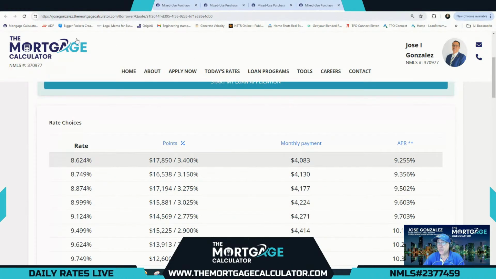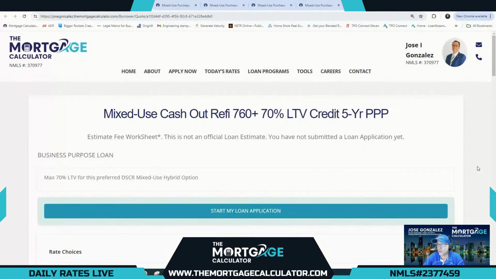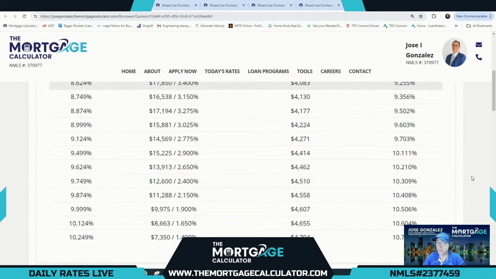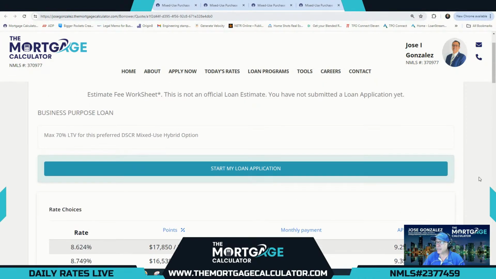So let me give you now some refi options. Now, for our preferred option, the one that I've been discussing, this DSCR hybrid option for the mixed use properties, 70% is the max LTV for cash out. So I'm giving you here our best case scenario with a premium credit tier borrower, 760 plus, and you're looking at 10.249, the lowest cost option, and you can buy that down to 8.624.